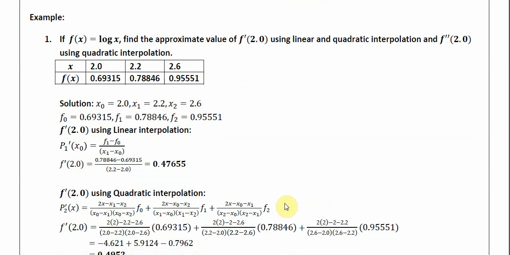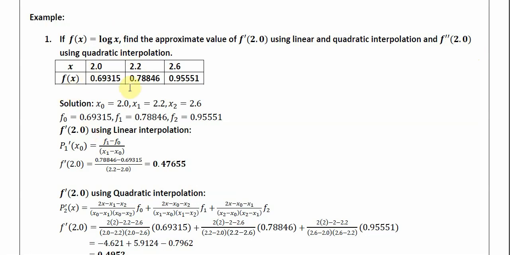This is the first problem. If f of x is equal to log x, find the approximate value of f dash of 2.0 using linear and quadratic interpolation and f double dash of 2.0 using quadratic interpolation.